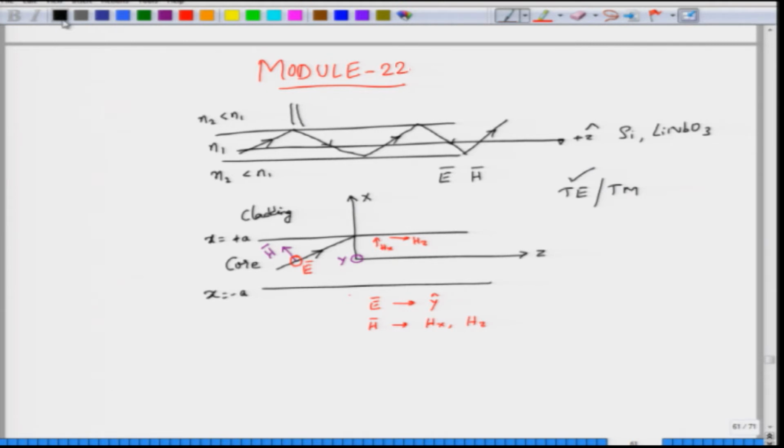Clearly at the two boundaries that we consider, x equal to a and x equal to minus a, Hz will be tangential to the interface, whereas Hx will be the normal component. And the electric field, because it is already in the y direction and y direction is parallel to the x equal to a plane or x equal to minus a plane, is already tangential in this case. So, when you apply boundary conditions at the interfaces x equal to plus a and x equal to minus a, you are going to apply them on the tangential components, namely Ey and Hz.